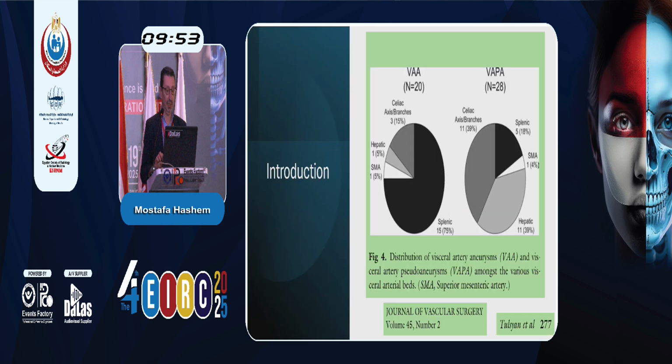Visceral aneurysms are not very common, and you have to differentiate between real aneurysms and pseudoaneurysms. My talk is going to be more about real aneurysms and when they rupture. They are mainly splenic aneurysms, but other locations can also be found: the celiac trunk, hepatic, and especially the duodenal pancreatic, all the branches coming from the SMA.